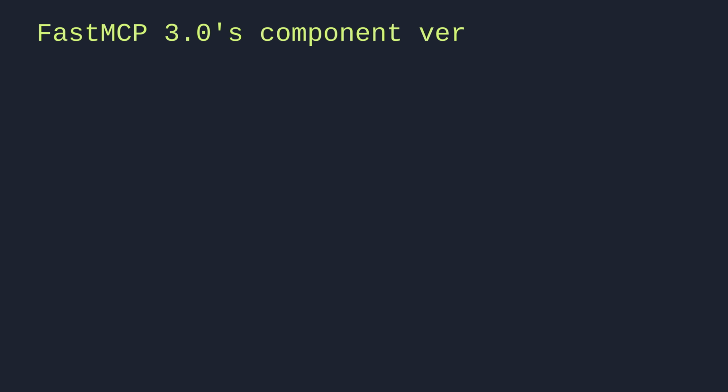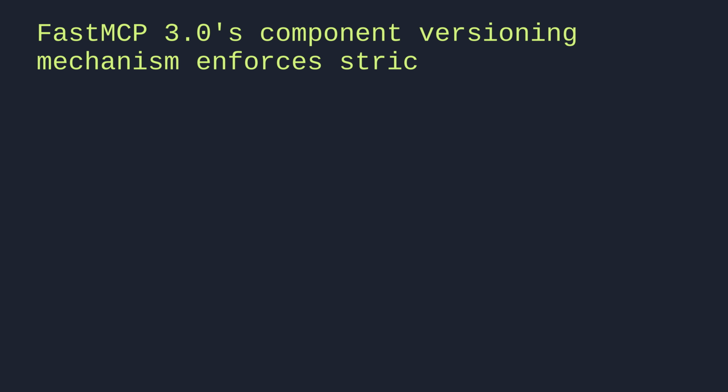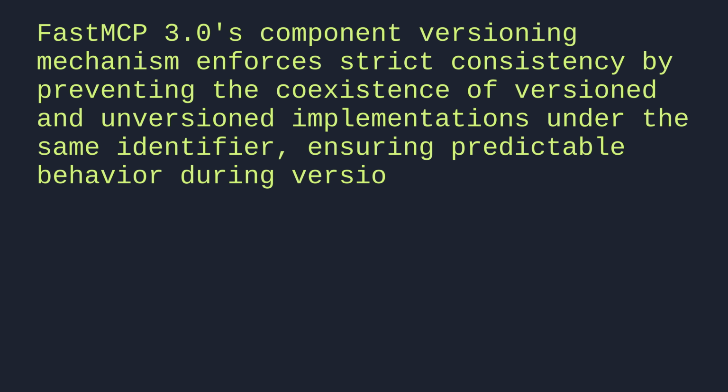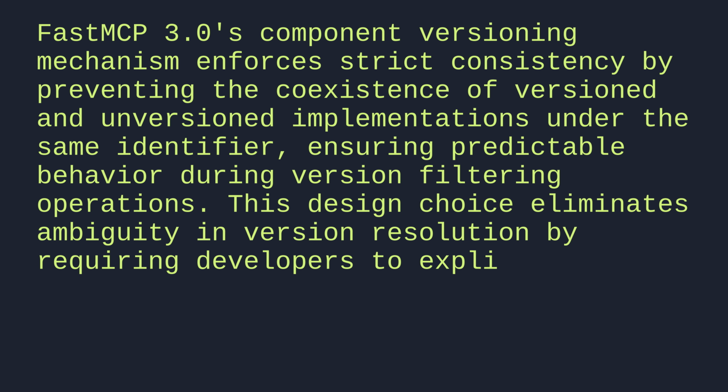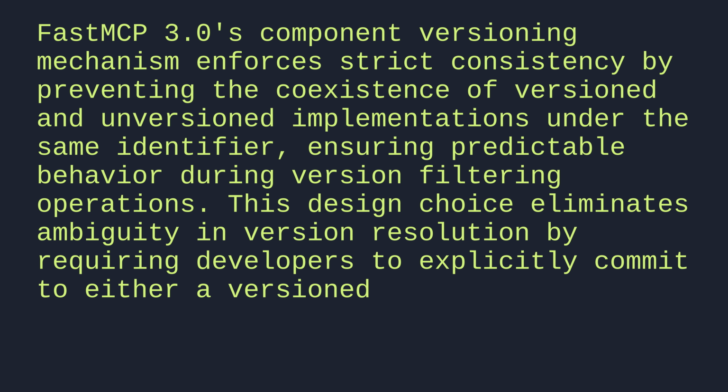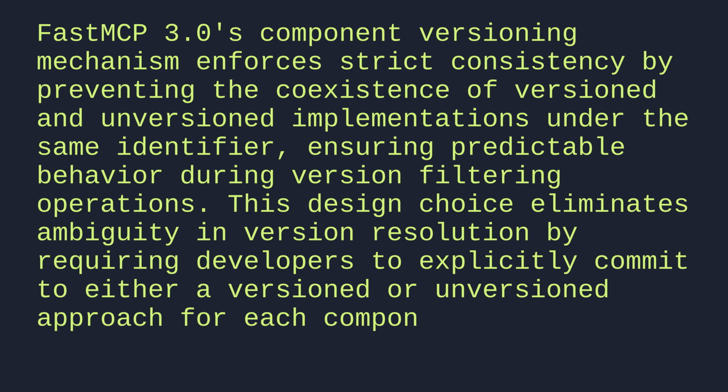FastMCP3's component versioning mechanism enforces strict consistency by preventing the coexistence of versioned and unversioned implementations under the same identifier, ensuring predictable behavior during version filtering operations. This design choice eliminates ambiguity in version resolution by requiring developers to explicitly commit to either a versioned or unversioned approach for each component name.